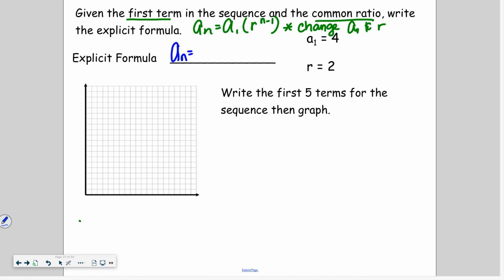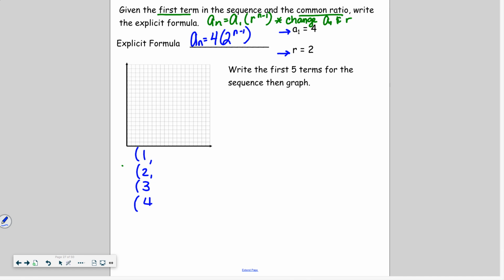A sub n is equal to our first term is 4, so 4, and then r, so 2 raised to the n minus 1. All right, let's try this real quick before we write the sequence, okay? So if we plug in 1, 2, 3, 4, and 5. Let's just see.